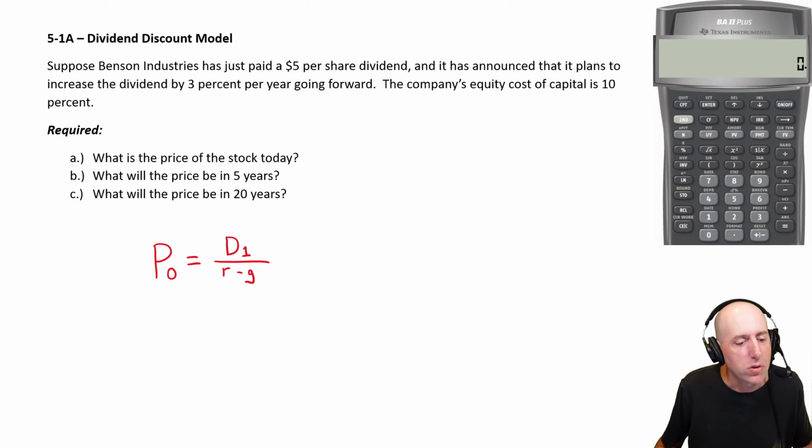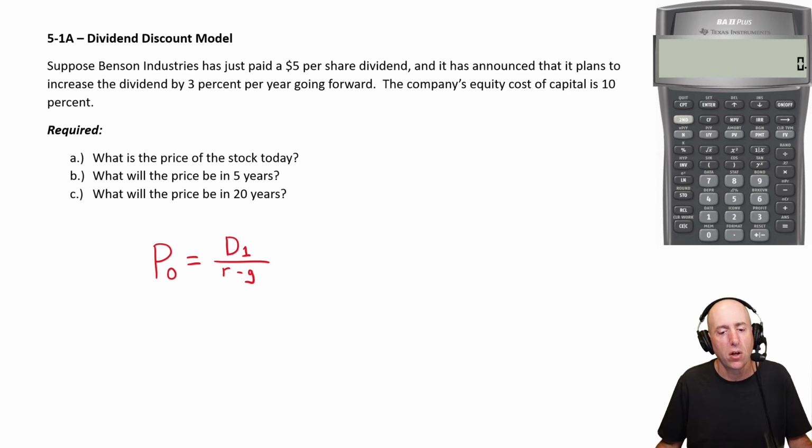So suppose Benson Industries has just paid a $5 per share dividend, and it is announced that it plans to increase dividends by 3% per year going forward. The company's equity cost of capital is 10%. Okay. So what's the price of the stock today?